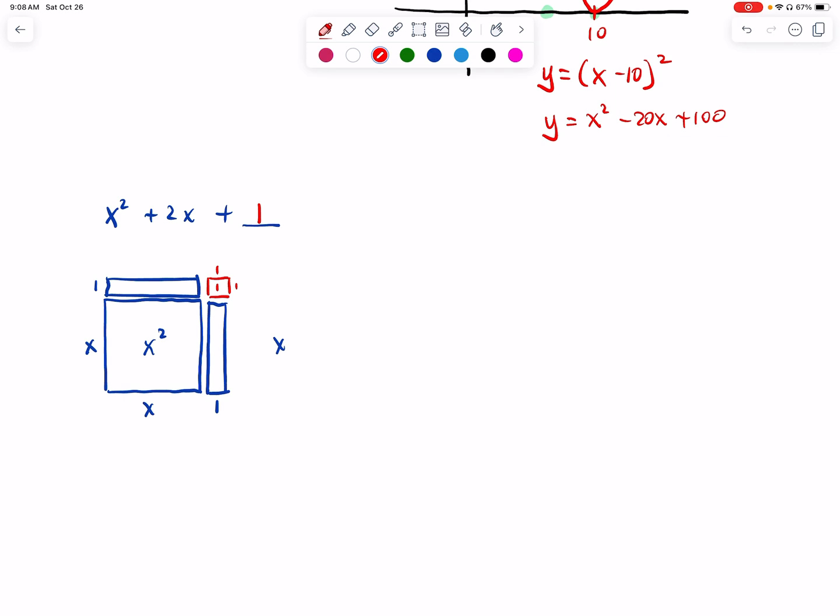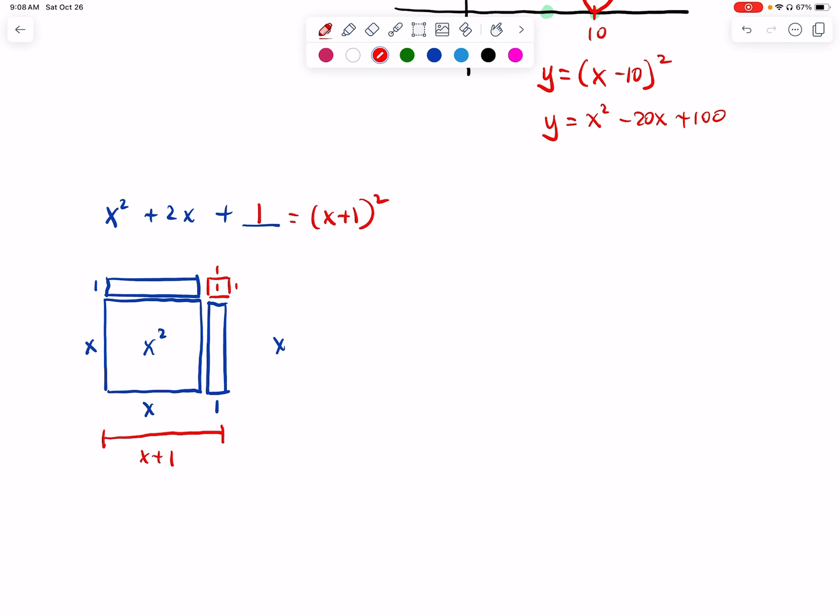And how this thing factors is by looking at the side length of this square. The side length of the square is just an x plus the 1 that's over here. It's x plus 1. And so this is going to factor as an x plus 1 squared. Okay, so there's one example.